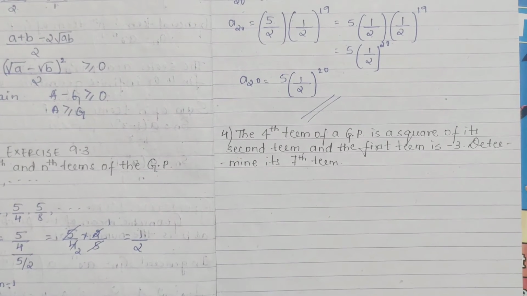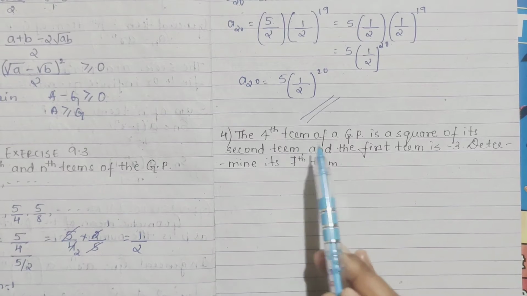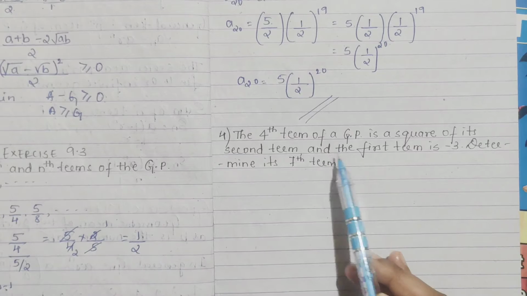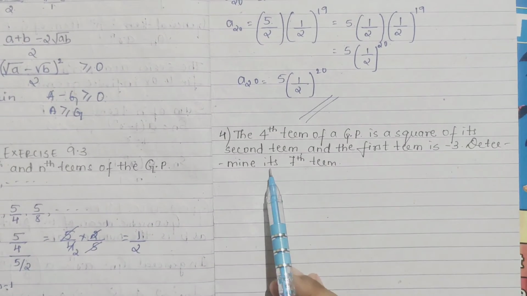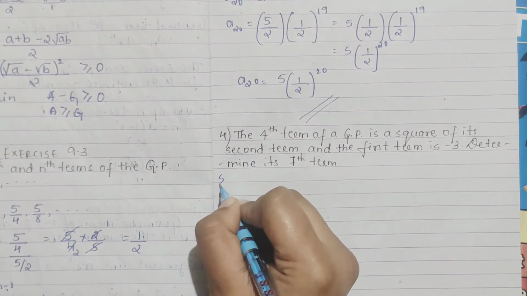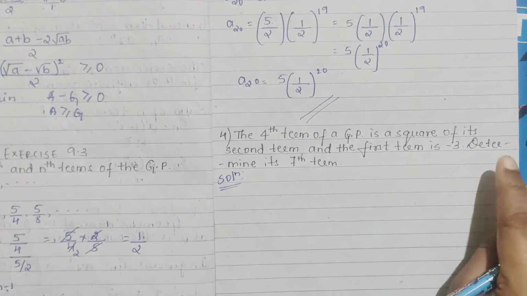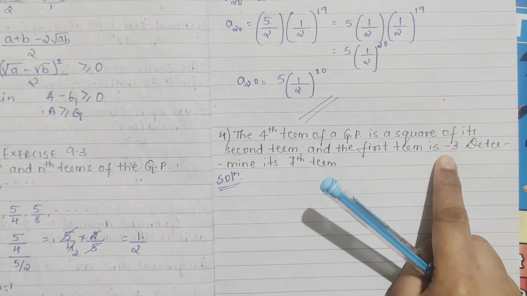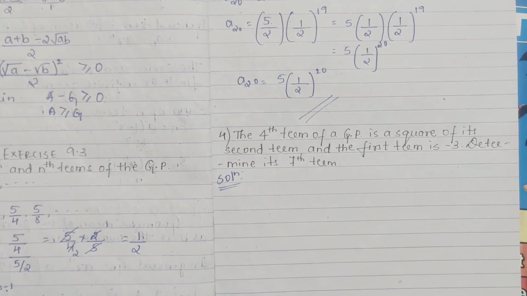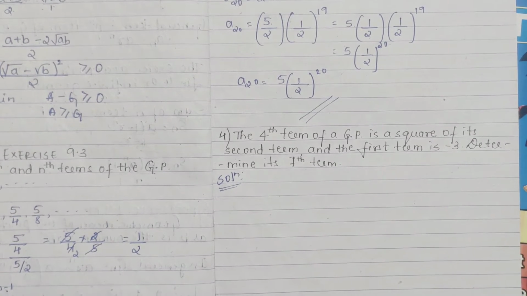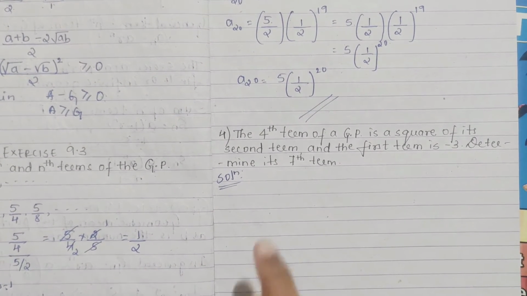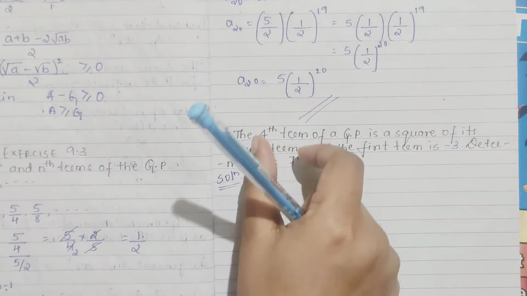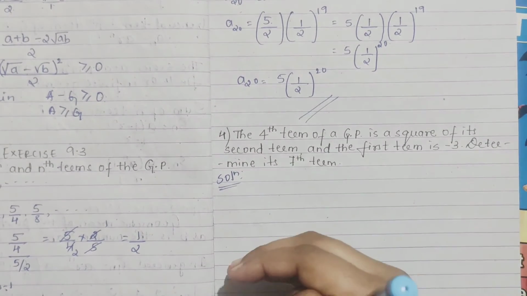Next is the fourth question. See what they have given in the fourth question. The fourth term of a GP is the square of its second term and the first term is -3. Determine its seventh term. So basically here they are telling you to determine its seventh term, means A7 you have to find. First term they have given you, -3. They are telling you to find A7 and only A we have got. We should get R also. So from where will we get R? From the first sentence, you see, the fourth term of a GP is the square of its second term. From this we will find out our R.